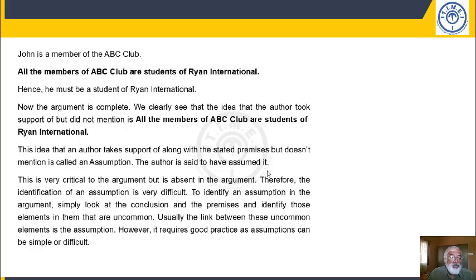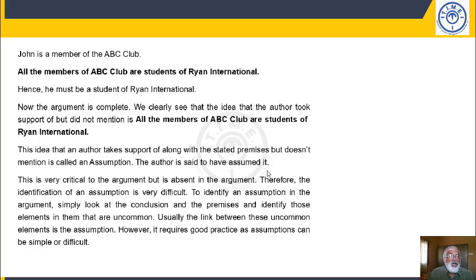So now the argument is complete in terms of everything that we used is actually there, right? But it was not presented because it was being taken for granted. So the idea that an author uses along with stated premises but doesn't mention or takes it for granted is called an assumption. It's very critical to the argument, but it's not there in the argument. It's not presented. But that doesn't mean that it's any less important than premises. Assumptions and premises actually are to be looked at on par, at the same level. They are as important as each other.